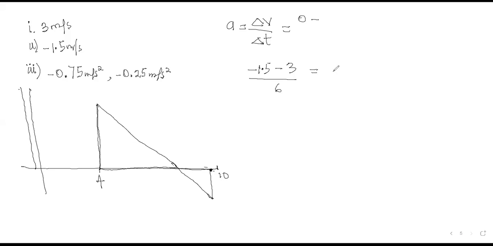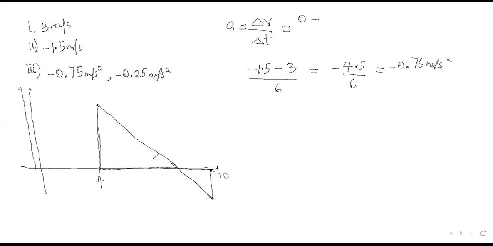So we have minus 4.5 on 6 plus, what is 4.5 divided by 6? 0.75. So minus 0.75 meter per second squared.